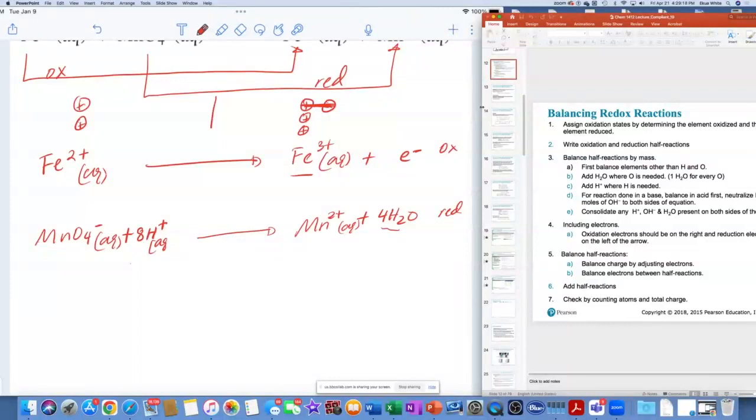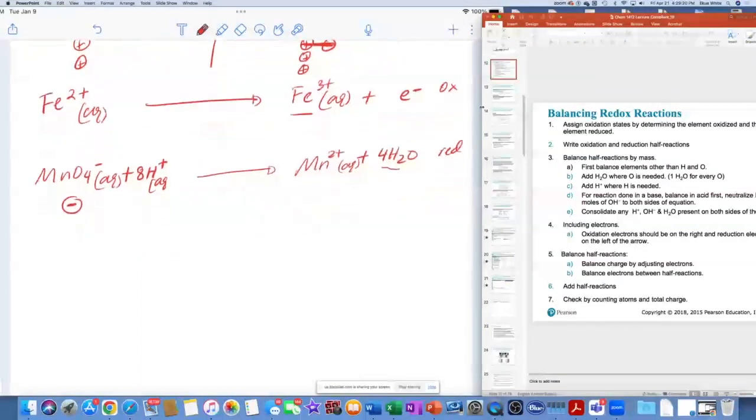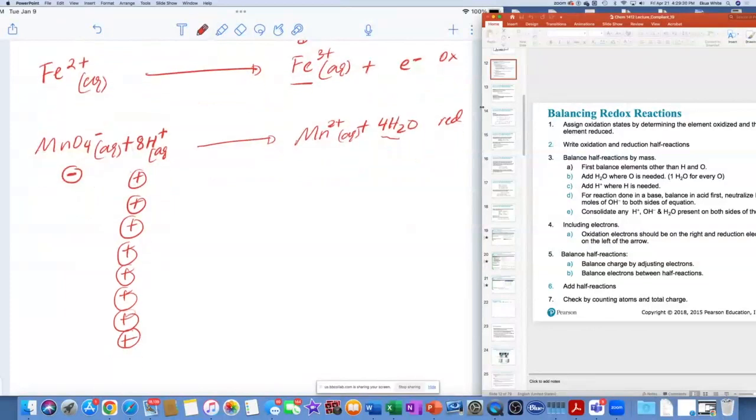On the second one here, I have a negative, and then here I have 1, 2, 3, 4, 5, 6, 7, 8, right? So I have 8 positive and then 1 negative. So looking at this right here, essentially this neutralizes this. So technically I have 7 positive excess on the left side. On the right side, I have 2 positive. 1, 2.